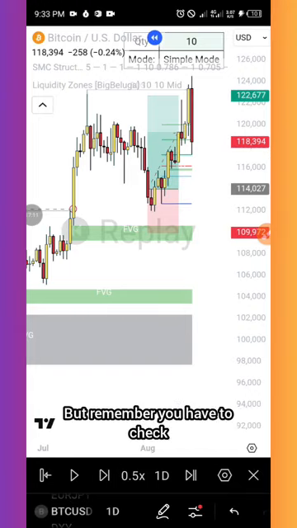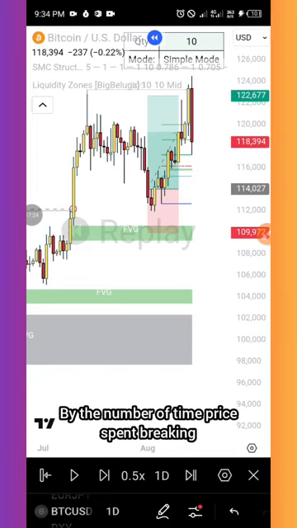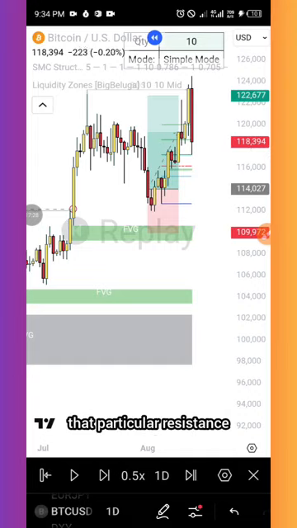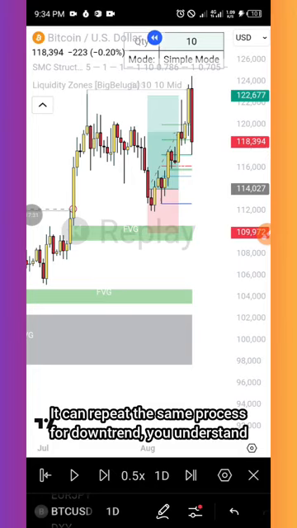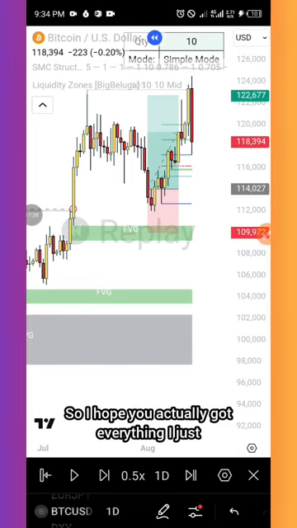But remember, you have to check if that structure is a strong structure that has been broken. And how do you know that? By the number of times price spent breaking that particular resistance or support zone. You can repeat the same process for a downtrend. You understand? It's the same, just the opposite of everything I'm saying. So I hope you actually got everything.